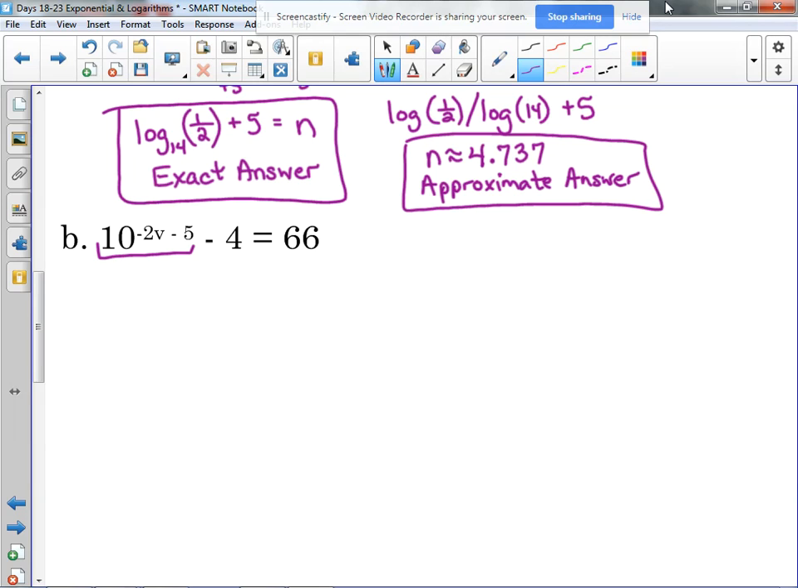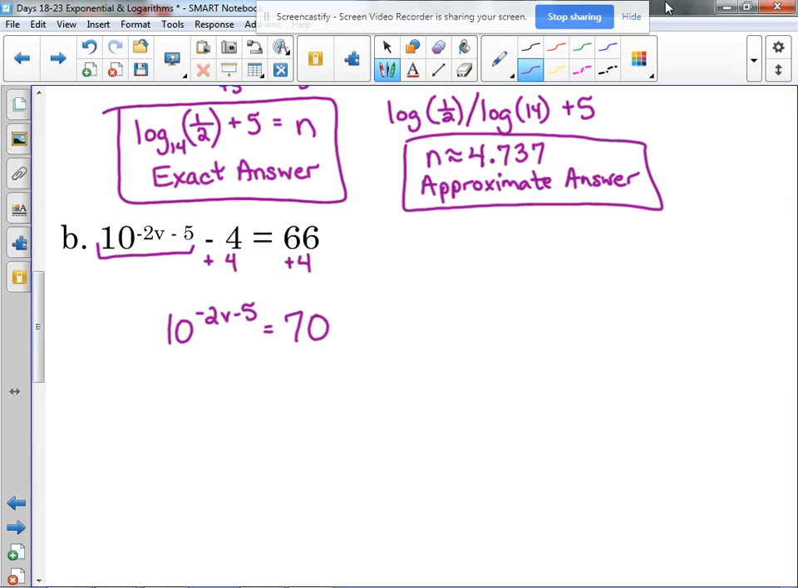This time we're subtracting 4. So we're going to start by moving that 4 to the other side. This time it's addition. The first time it was division. So it just depends on how the initial problem looks as to what your first step is going to be. I can't give you an explicit rule on that. You just got to do whatever you need to do to get that exponential expression by itself. So we've got 10 to the negative 2v minus 5 is equal to 70.